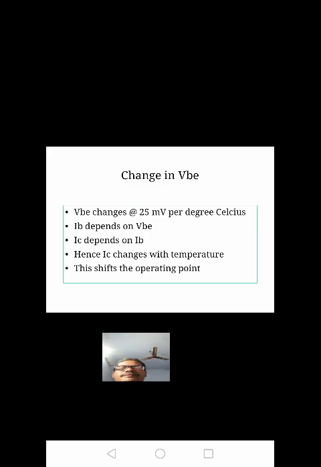Change in VB, the base emitter voltage. What happens? VB changes at the rate of 20 millivolt per degree Celsius. IB depends on VB, and IC depends on IB. These are interrelated. When VB, the input voltage, changes, the base current value changes, because IB depends on VB. At the same time, the changed IB affects the output current, as IC depends on IB. Hence IC changes with temperature. This shifts the operating point.